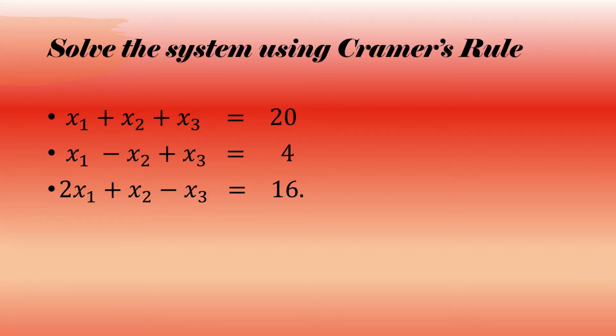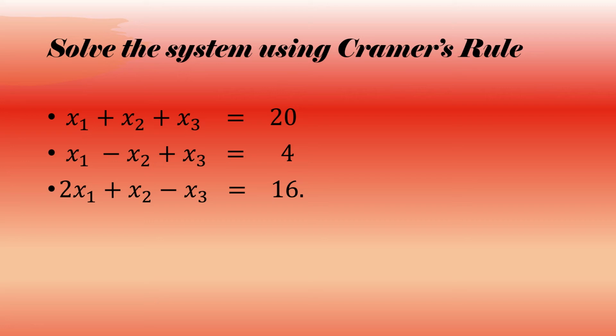Let's do this problem for example. x1 plus x2 plus x3 is 20, x1 minus x2 plus x3 equals 4, 2x1 plus x2 minus x3 is 16. So we have three equations with three unknowns. We are trying to solve for x1, x2, and x3. So the coefficient matrix will be 1, 1, 1, 1, negative 1, 1, 2, 1, negative 1. And the constants b1, b2, b3 are 20, 4, and 16.